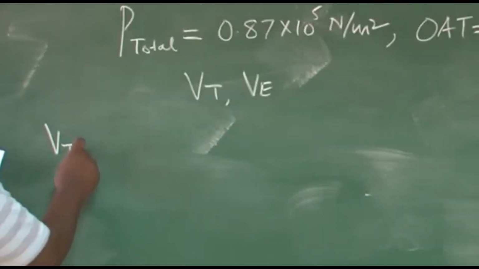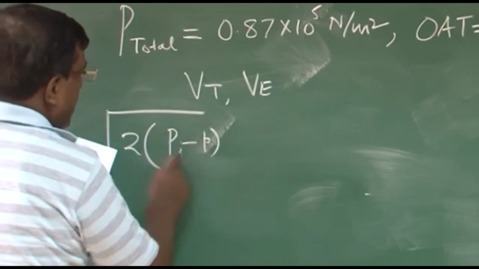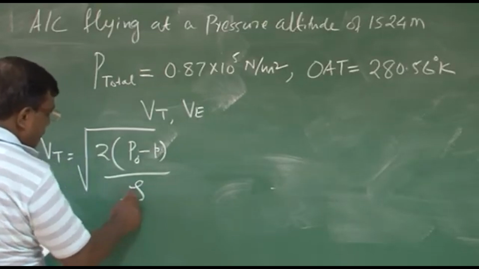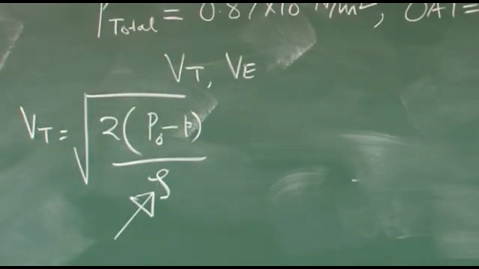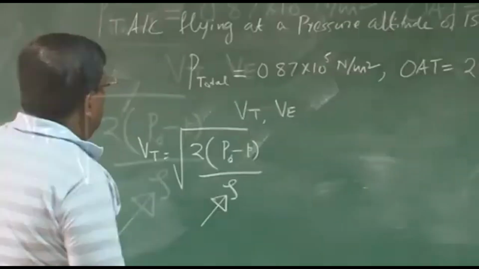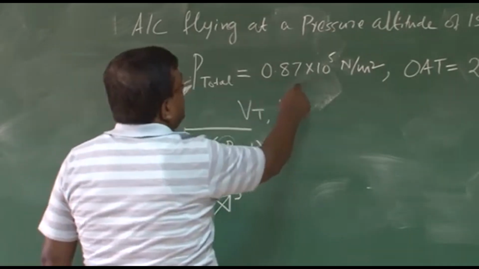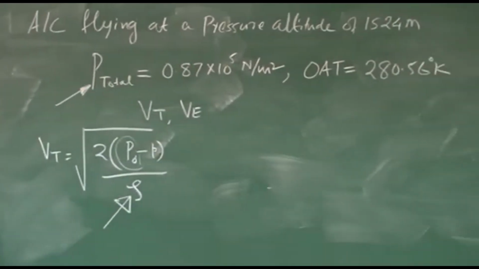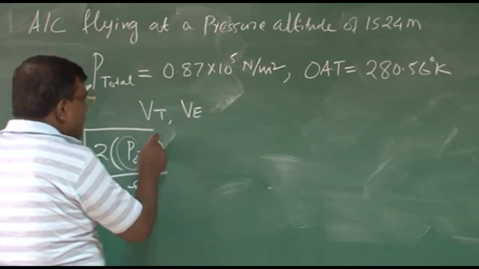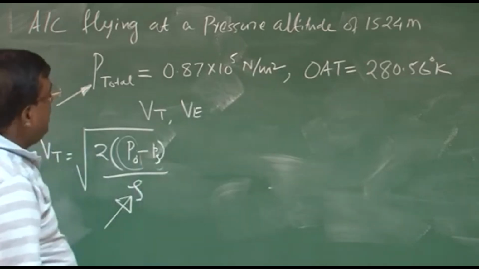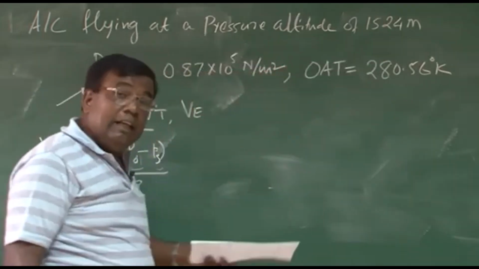We know that V true is nothing but square root of 2 times P naught minus P by rho. Please notice here, when I am calculating V true, I want the density of air at that altitude where it is flying. What is the P naught there? P naught there is nothing but given here as 0.87 into 10 to the power 5 Newton per meter square. The next question is, what is this P? Well, P means PS, that is static pressure. How do I find out? The pressure altitude always gives static pressure, right?